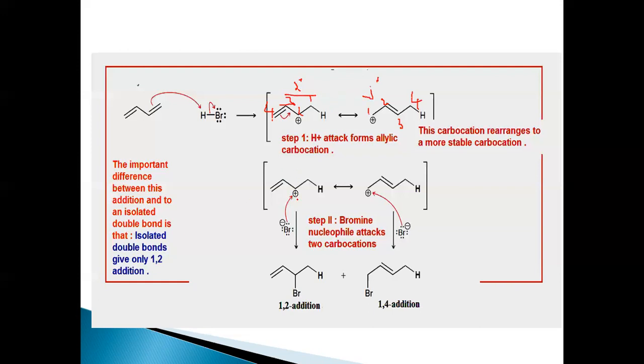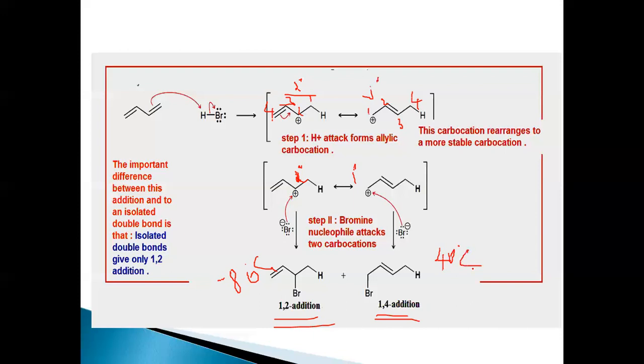When Br minus attacks in the second step, the nucleophilic attack will take place either on the secondary carbon or on the primary carbon. When the attack takes place at the secondary carbon, the 1,2 addition product is formed, and when the attack takes place at the primary carbon, the 1,4 addition product is formed. Just now we have seen that the 1,2 addition product is the major product at the lower temperature, that is minus 80 degrees centigrade, and the 1,4 addition product is the major product when the temperature is increased to 40 degrees centigrade.